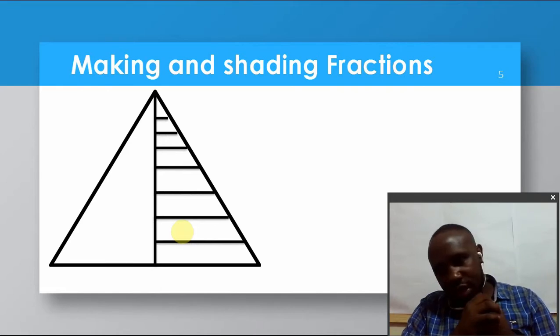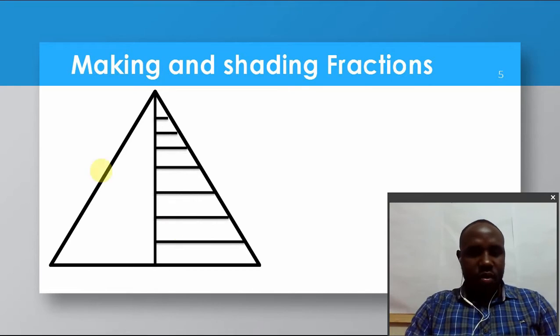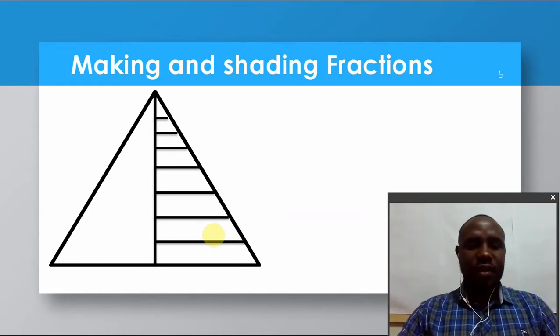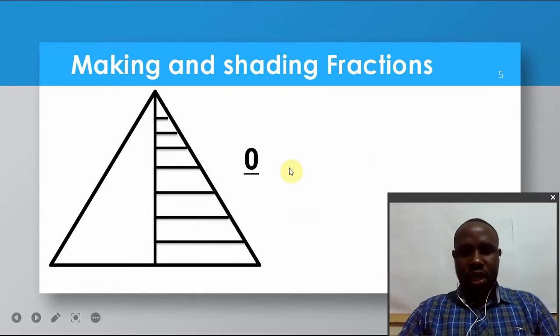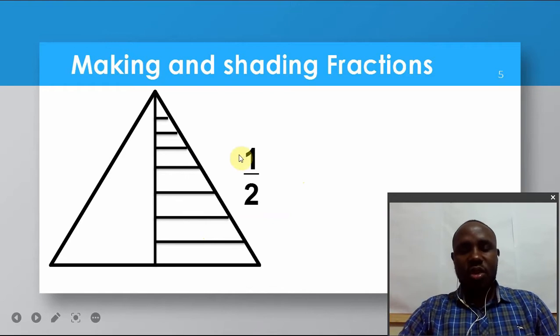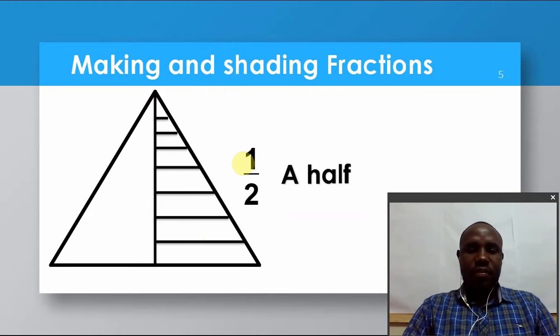Are we together, class? At first I had two parts. One is here, the second one is here. Now I've shaded one part, and I had two parts. Now I have formed a fraction. Do you see the fraction I've formed? Its name is called a half. Can we spell the word a half? A-H-A-L-F.